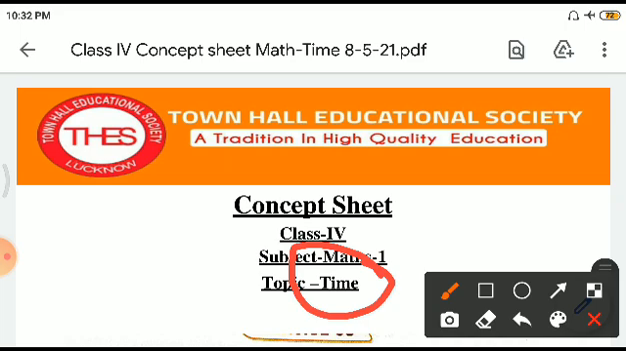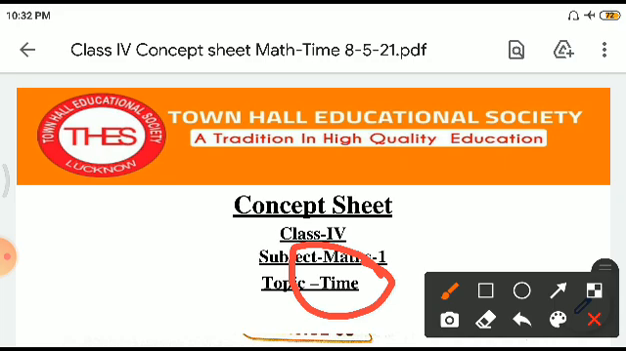Today we will be solving the concept sheet of the chapter Time. If I ask you what is time, you will say whatever we see on the watch, or the duration within which we have to do some work. Some great quotations have been said on time, like time and tide wait for none. Also, the great scientist Einstein said time is an illusion. A lot of research has been done on time.